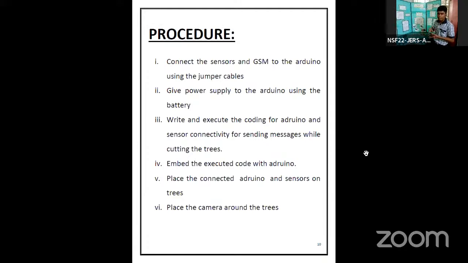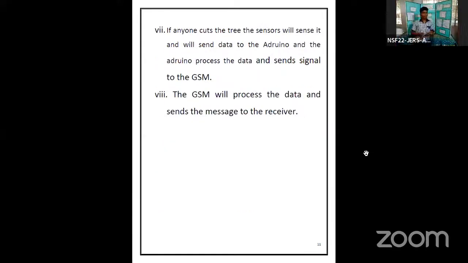We have to place the connected bot on the top of the tree, and we have to place the cameras around the tree. When a new intruder illegally comes into the forest and cuts the tree, the sound sensor will sense it in decibels. If the particular decibel level reaches 80, the machine produces sound and sends a signal to Arduino.